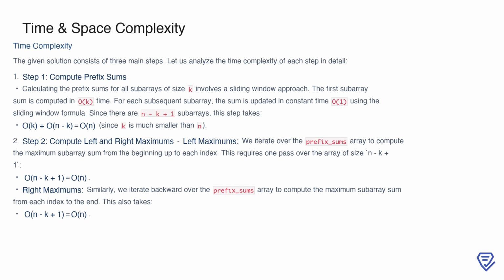Next, we compute the left and right maximum subarrays. For the left maximums, we make a single pass through the prefix_sums array, iterating from the beginning to the end, which takes O(n - k + 1), or simply O(n). Similarly, for the right maximums, we iterate backward through the same array, also taking O(n). These are the first two steps of the algorithm.